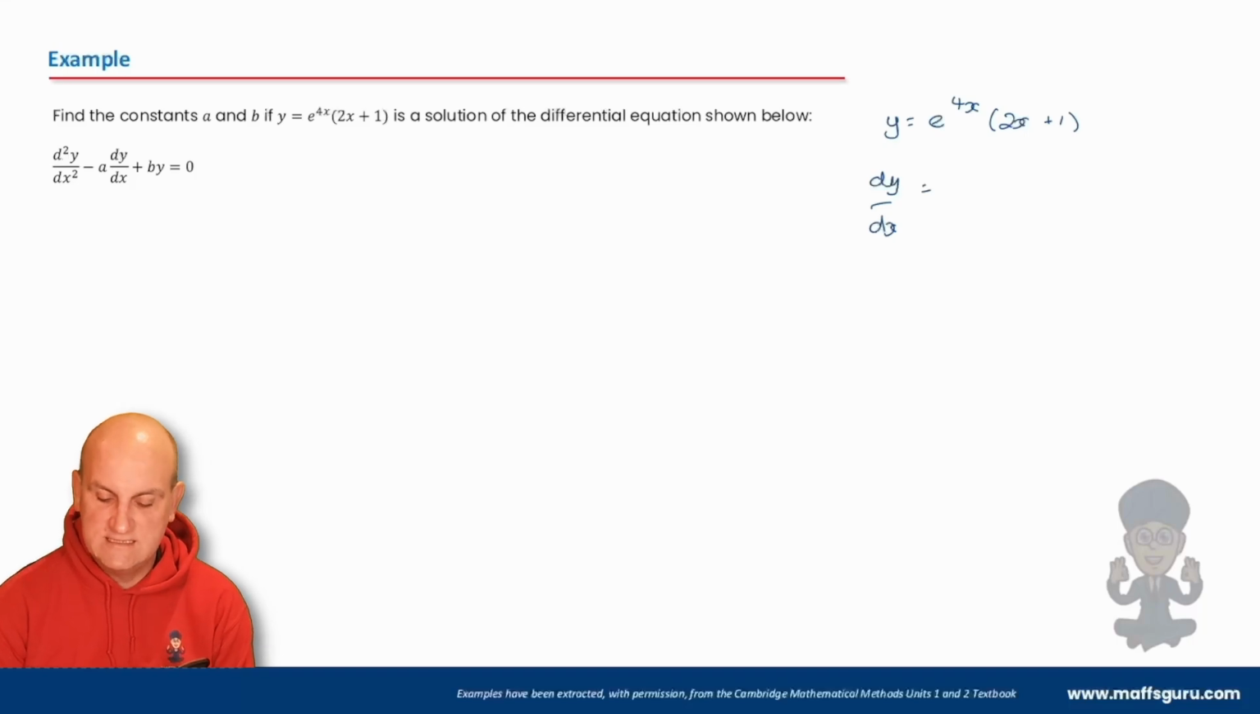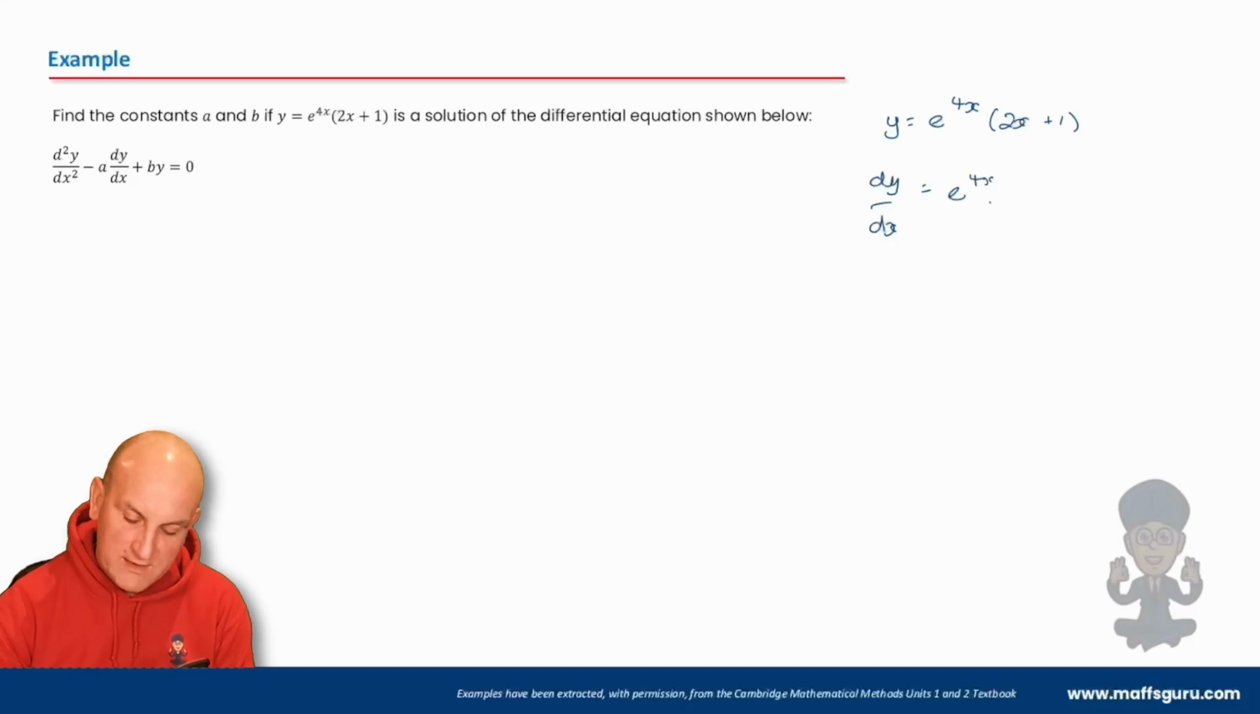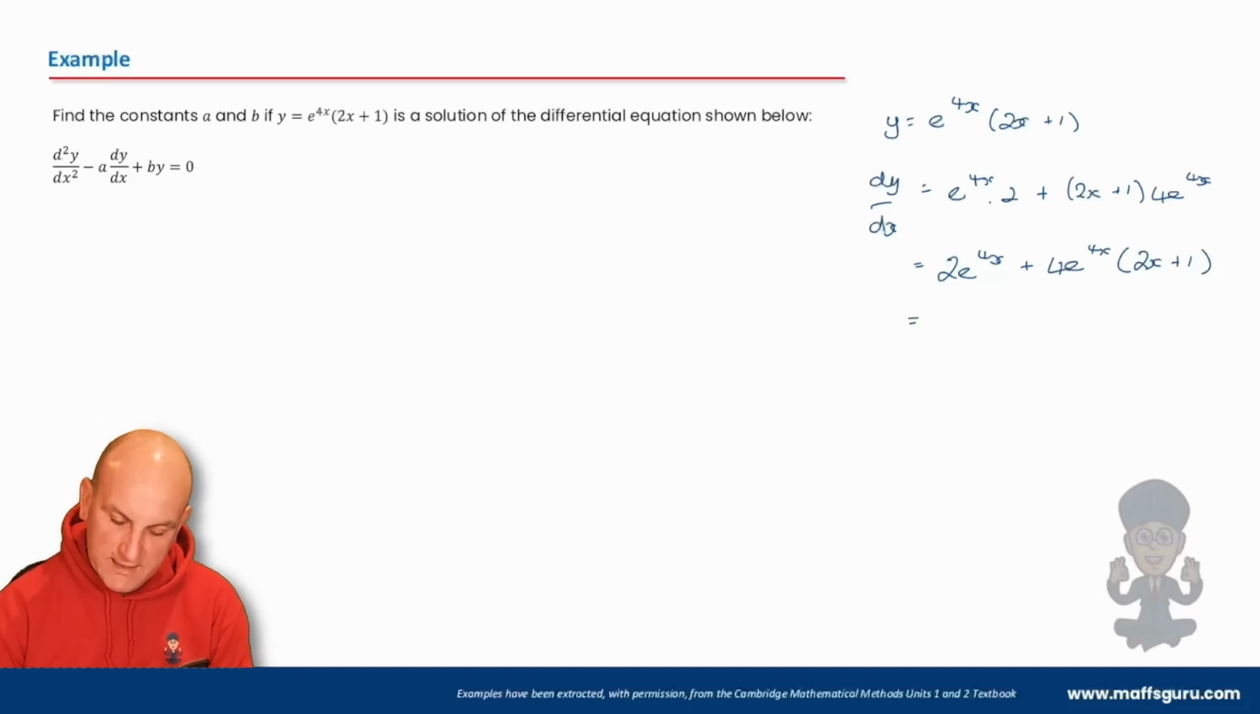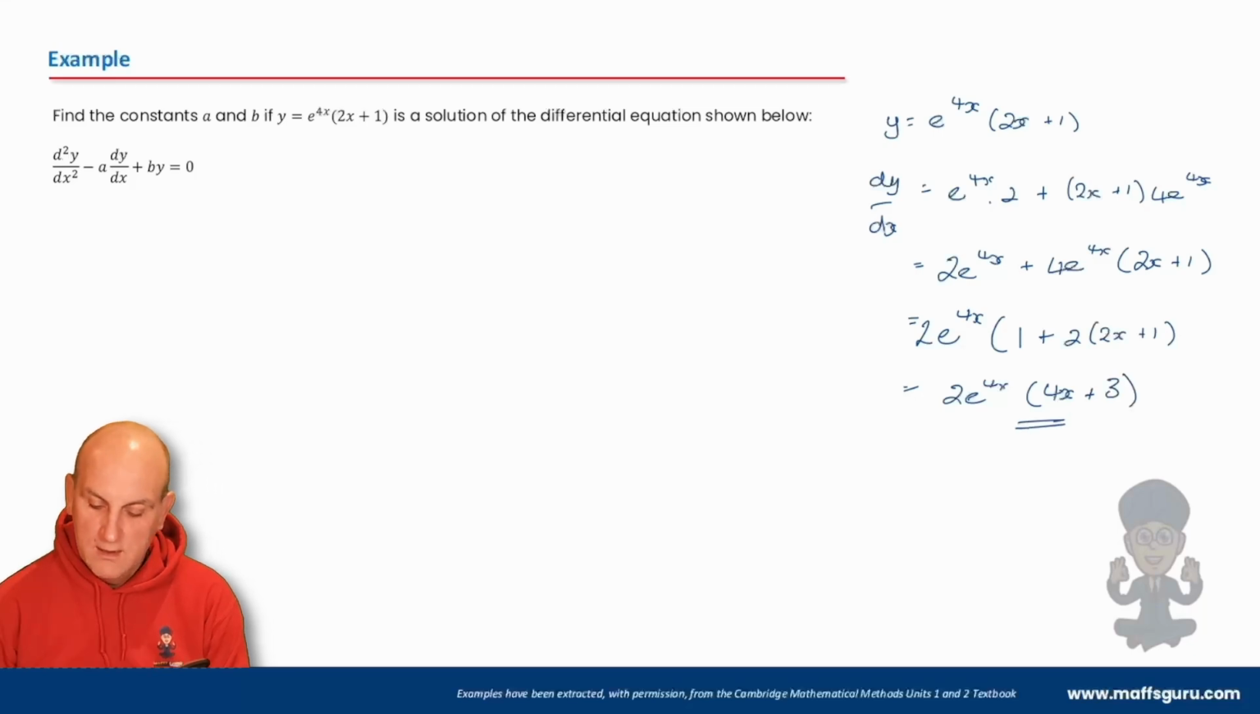Well, the easiest way to do this is probably to do the product rule. So we've got u times v dash plus v times u dash, which is going to give me 4e to the 4x. And let's make that simpler. So 2e to the 4x plus 4e to the 4x multiplied by 2x plus 1. All right, so let's see whether we can simplify that. We've got e to the 4x. So let's take 2 out of that. So we've got 2e to the 4x, which is going to give me 1, plus 2 lots of 2x plus 1, which is going to give me 2e to the 4x, 4x plus 3. There we go. So that's dy by dx.